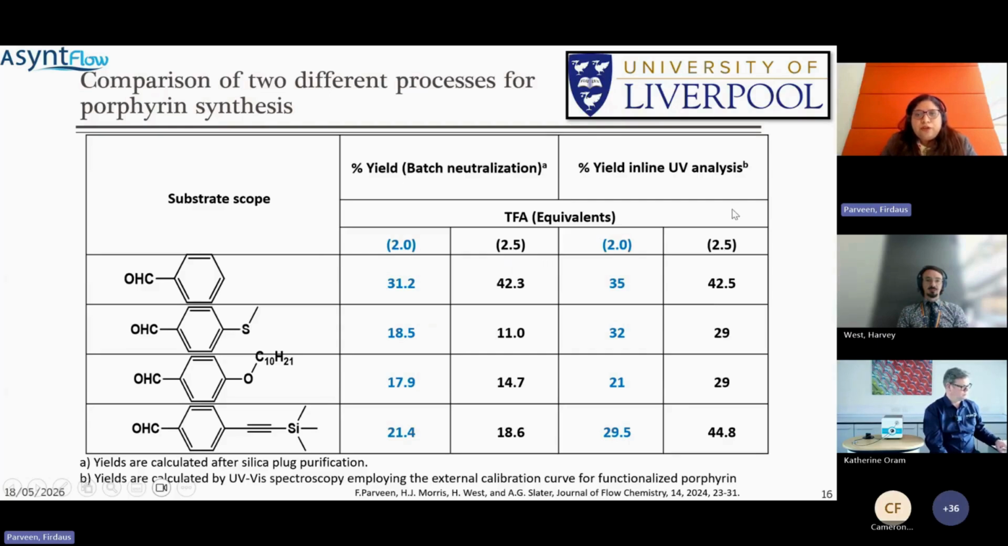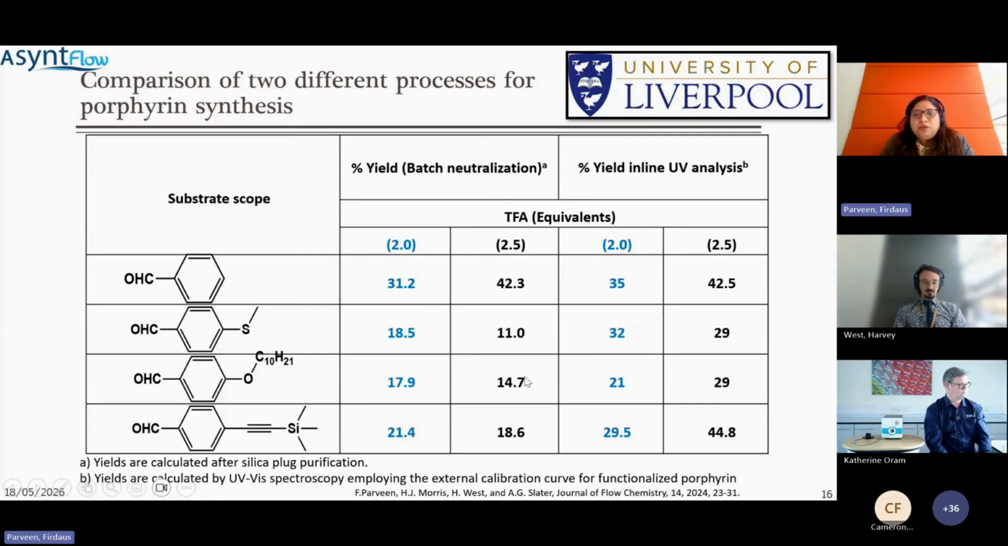For the two different processes, batch neutralization and inline UV-Vis analysis, we found that there is not much difference for the standard porphyrin. The yields were similar, but in the case of functionalized substrates like thioether and silyl alkyne, there was a large difference in the yield between inline UV-Vis analysis and batch neutralization. This suggested that we are definitely forming large quantities of porphyrin in the reaction, but when we neutralize them in batch and purify them on a silica plug, the yields are reduced because these substrates are not stable, they are decomposing over time.